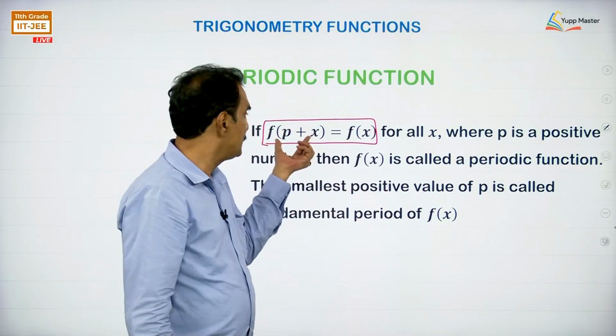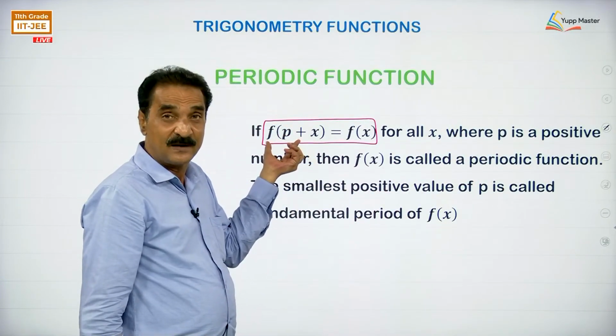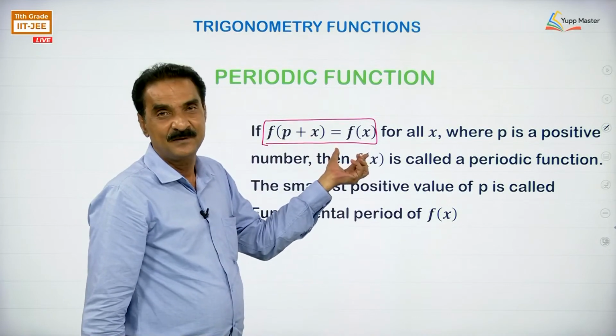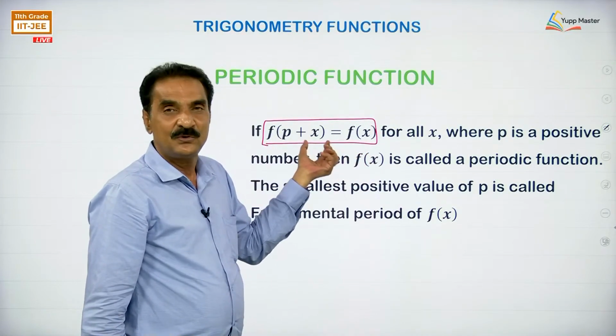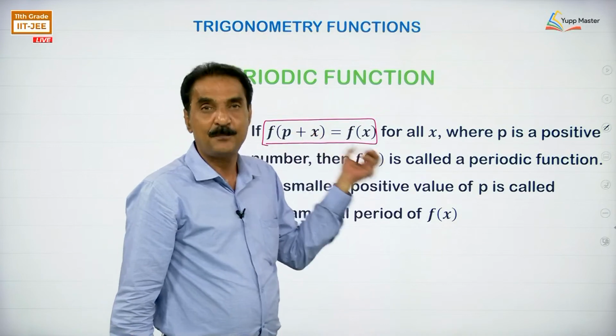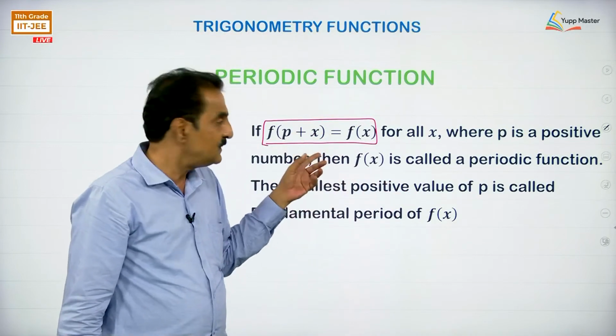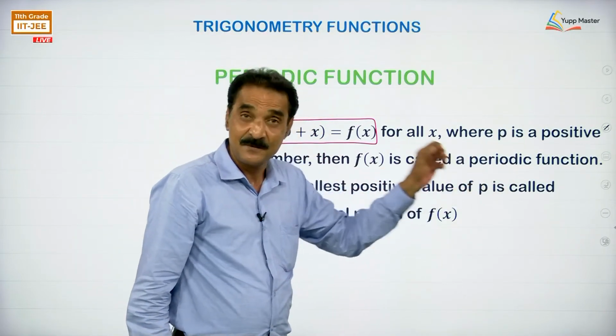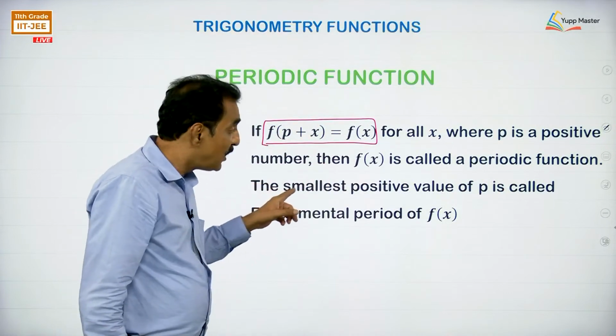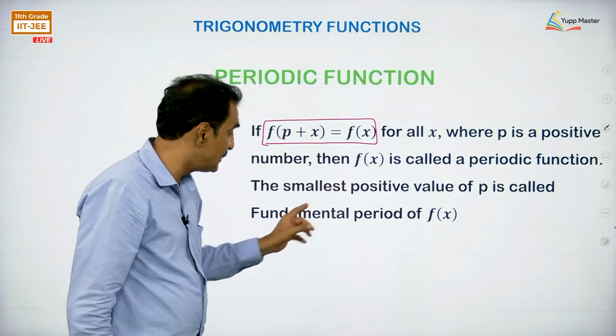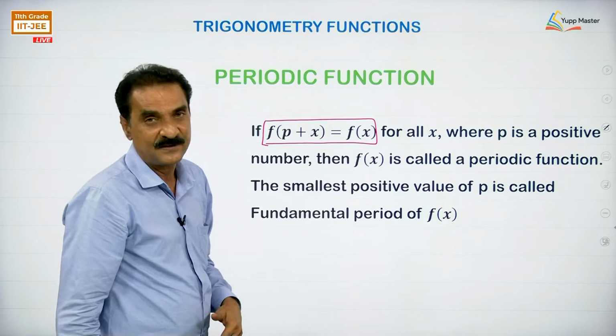Just like we know that for sin x, sin of 2 pi plus x is sin x, is it not? So, if there exists that kind of a positive number p, then the function is called a periodic function, and the smallest positive value of p is called fundamental period of f of x.